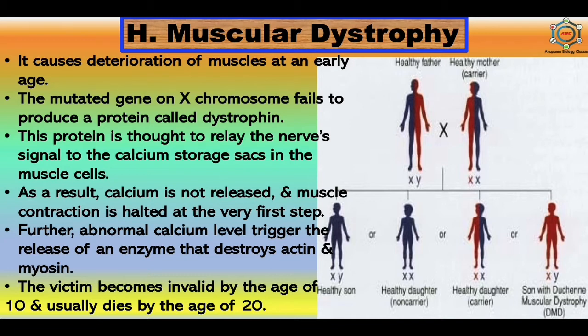Here a healthy father crosses with a healthy mother, but the mother is a carrier. In this condition the offspring will be a healthy son 25%, a healthy daughter which is non-carrier 25%, a healthy daughter which is carrier 25%, and a son with Duchenne muscular dystrophy, that is DMD, 25%. So this is the case of muscular dystrophy.